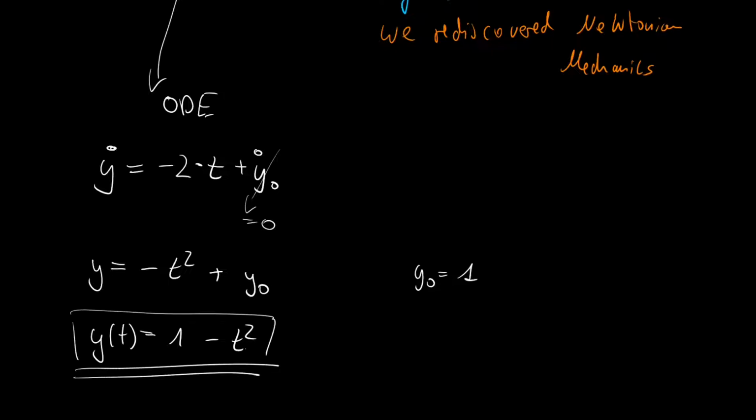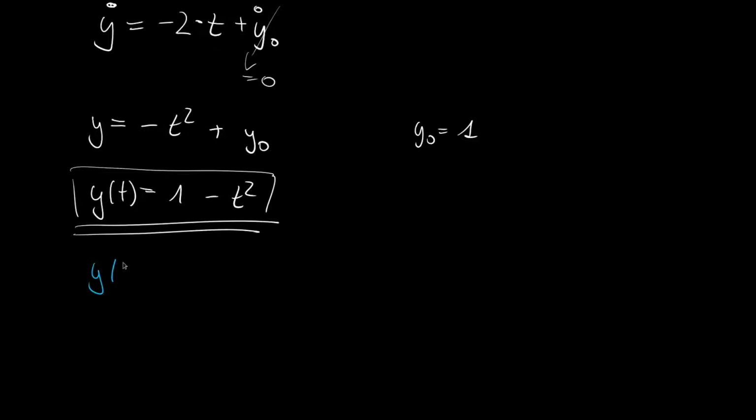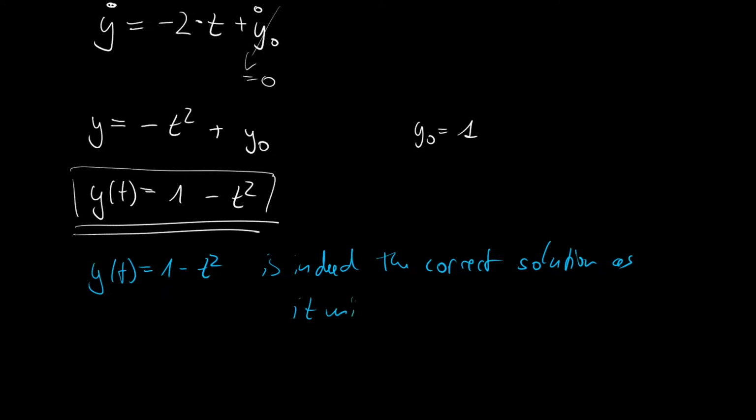And with this, we found that 1 minus t squared is indeed the solution that minimizes the functional. So to put this into words: y of t, 1 minus t squared, is indeed the correct solution as it minimizes the functional that we looked at, which is called the energy functional. And the minimization of the energy functional makes a lot of sense because of the minimum energy principle.